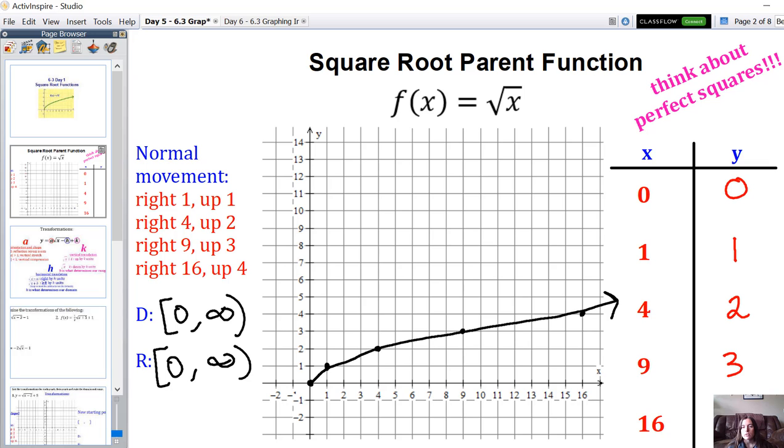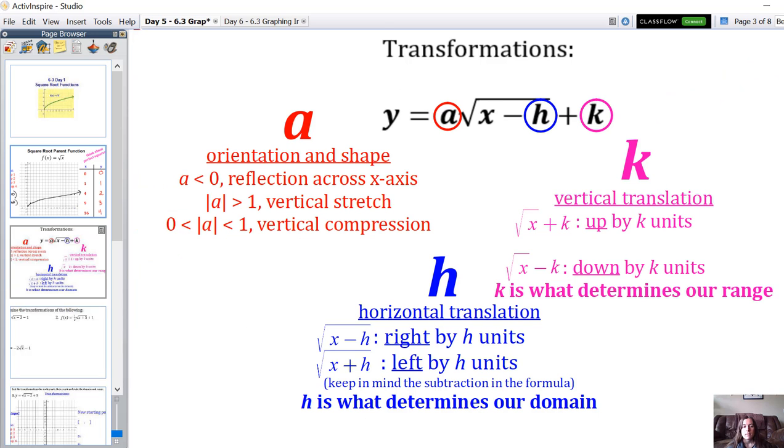Now we can also have transformations on these graphs. And here are the different transformations. This A out front is going to change the orientation and shape of our graph. If A is a negative number, it's going to reflect across the x-axis, which means it's going to flip upside down.